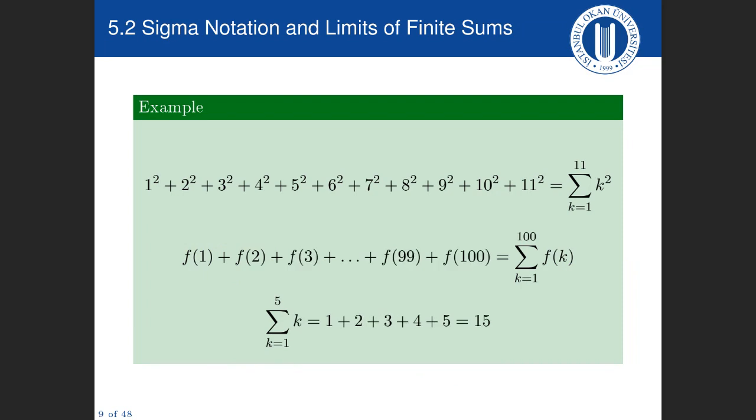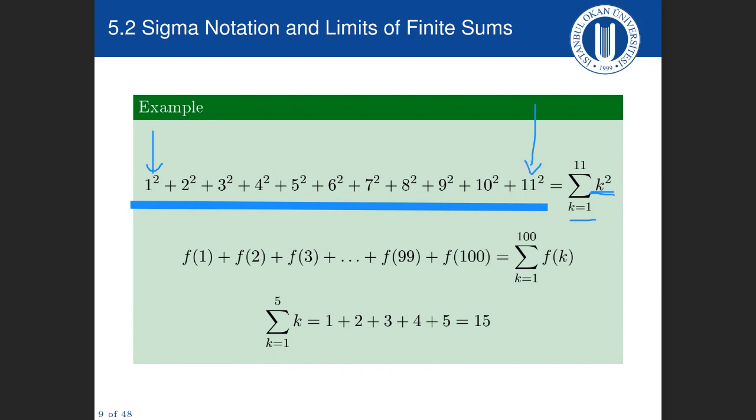So, for example, if I wanted a neat way to write 1 squared plus 2 squared plus 3 squared plus 4 squared plus 5 squared plus 6 squared plus 7 squared plus 8 squared plus 9 squared plus 10 squared plus 11 squared, we can use sigma notation. Capital sigma, the formula for each one of these numbers is k squared. The first one is when k is equal to 1, and the last one is when k is equal to 11. So this is the sum from k equals 1 to 11 of k squared.